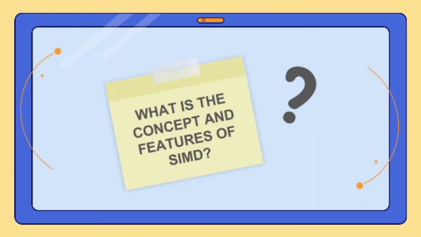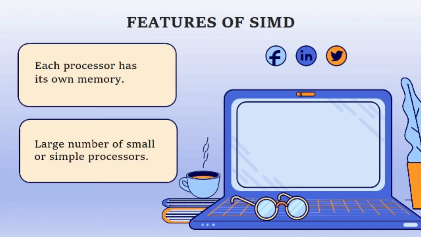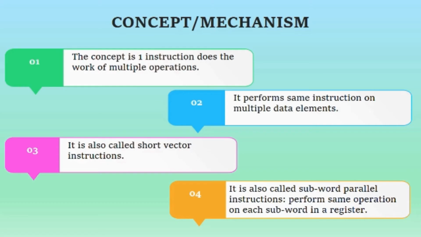You might be wondering, what is the concept and features of SIMD? Well, my name is NURUL and I am going to explain to you the concept and features of SIMD. The main features of SIMD is, each processor has its own memory, and it also has a large number of small or simple processors. The concept or mechanism of SIMD is, one instruction does the work of multiple operations.